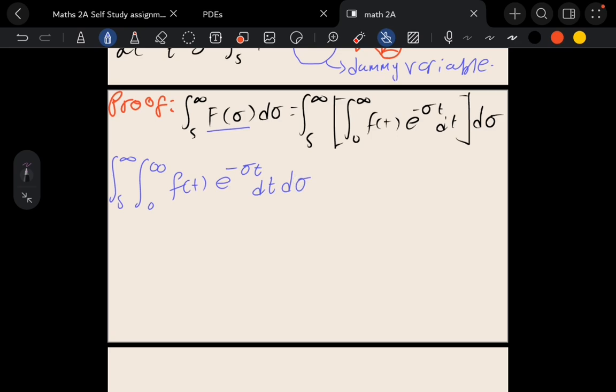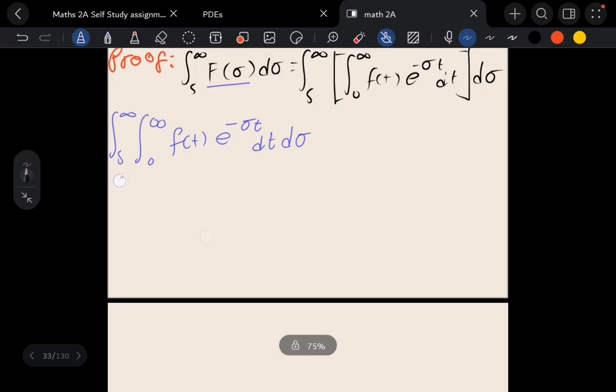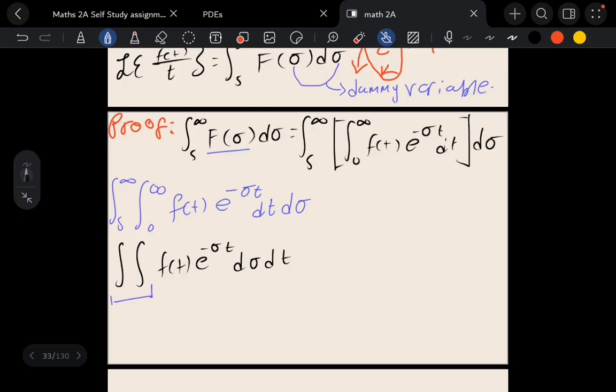But if you can clearly see, this does not get us anywhere. Now, what can happen is that we can interchange the integral. How can we interchange the integral? What do I mean by that? I mean that we are going to have an integral of f of t e to the power negative sigma t d sigma dt. Now you can notice that I have left the bounds of integration. Since I have left the bounds of integration, what do I mean?